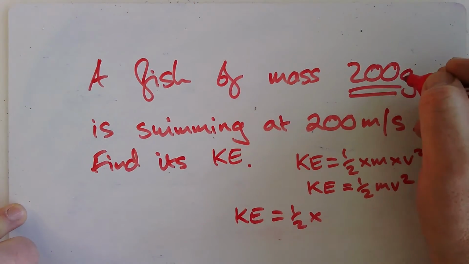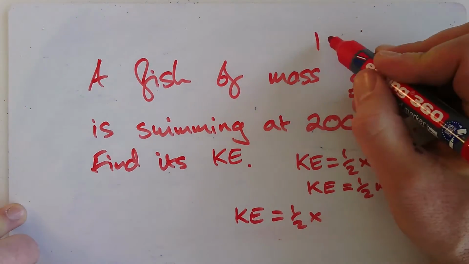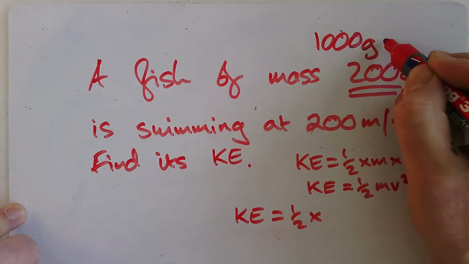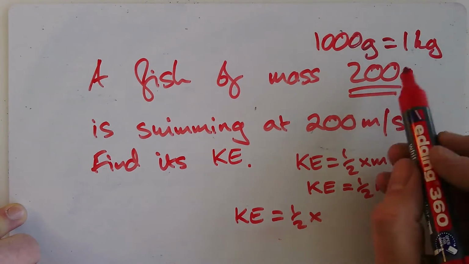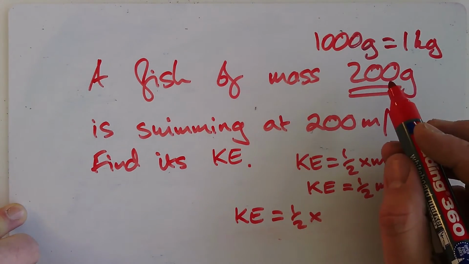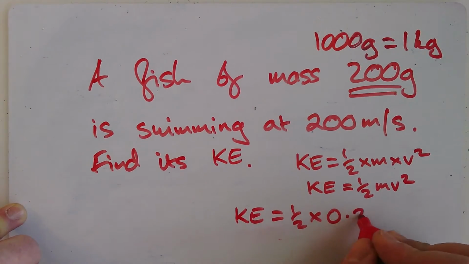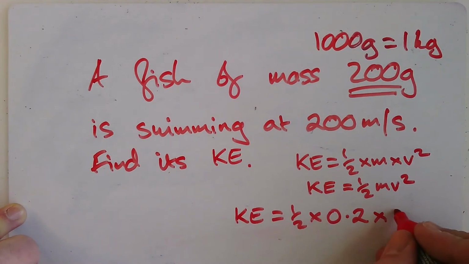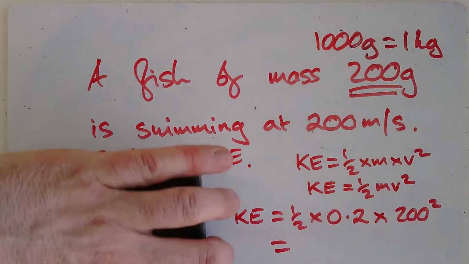So 200 grams is not kilograms. I need to convert this into kilograms. There are 1,000 grams in 1 kilogram. To convert this, I divide it by 1,000. Dividing it by 1,000 gives me an answer of 0.2. So 200 grams converted into kilograms is 0.2. Happy with that. And my speed was 200 meters per second. And don't forget the squared. Now, quickly tap that into my calculator.